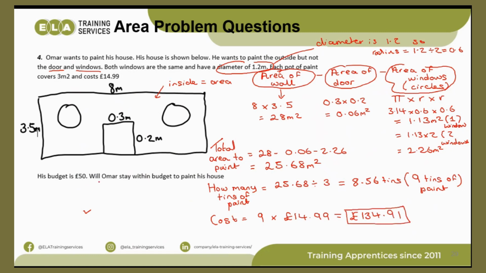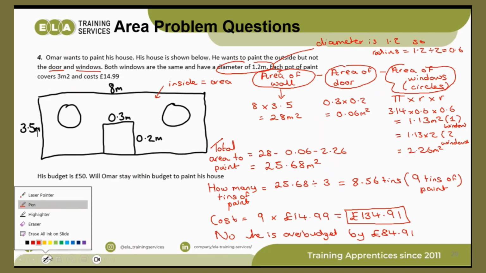His budget's £50. Will Omar stay in budget? No, and it's always good to use figures. He is over budget by £84.91. And that is how we solve combination area problem questions.